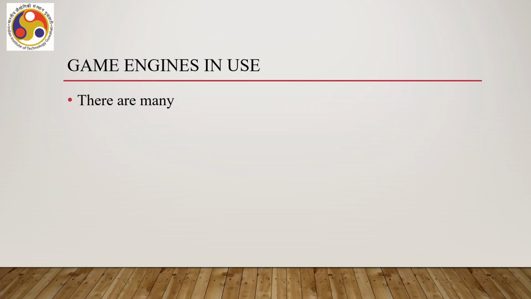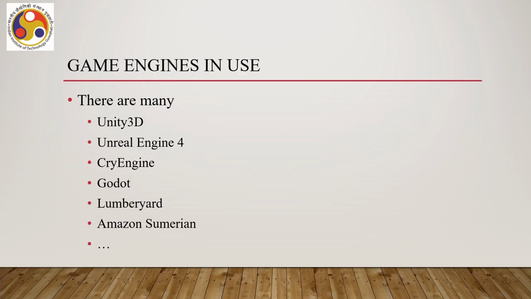Now, there are actually many game engines available, and not all contain all these components. It depends on which game engine we are using. As I said, there are many game engines, for example Unity 3D, Unreal Engine 4, CryEngine, Godot, Lumberyard, Amazon Sumerian and so on. All of these can be considered examples of game engines because they support the basic characteristics.